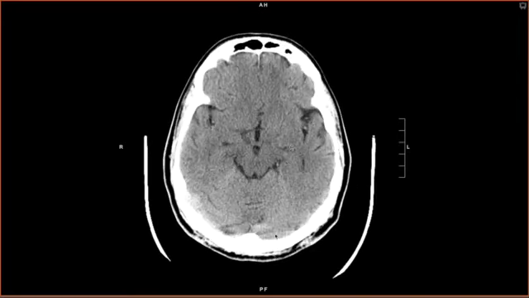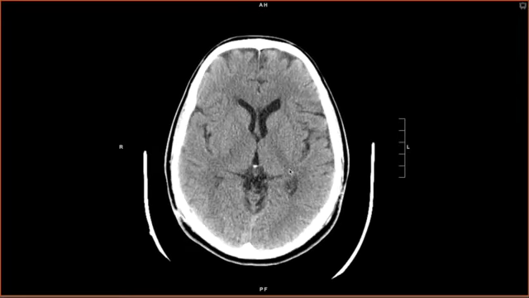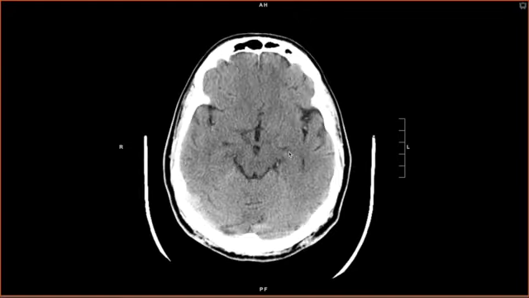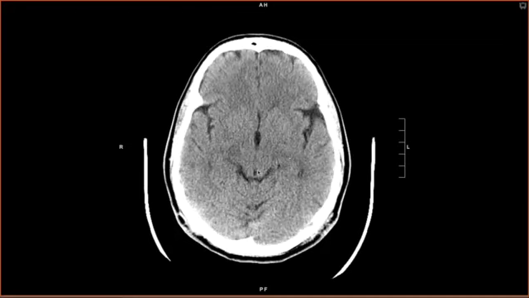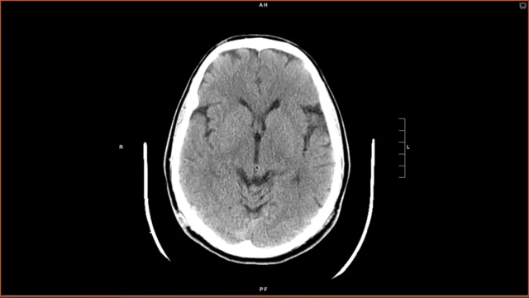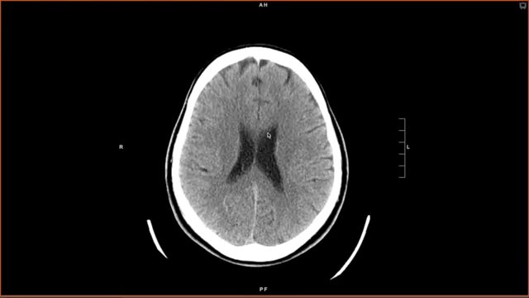Any blockage of flow of CSF within the system is going to cause dilatation to the ventricular system proximally. For example, blockage of the aqueduct here is going to cause dilatation of the third ventricle and the lateral ventricles.